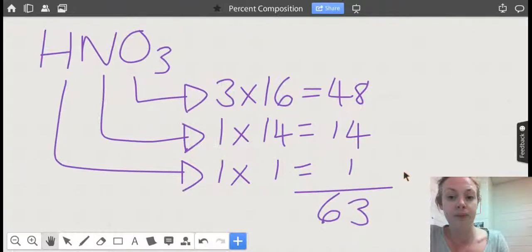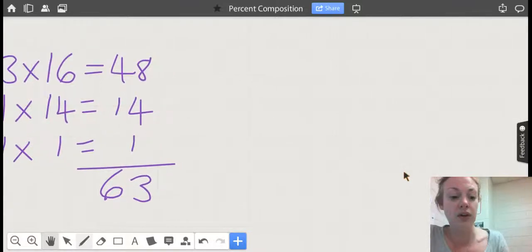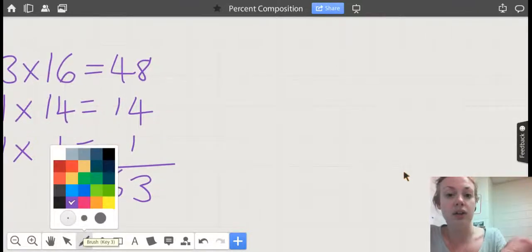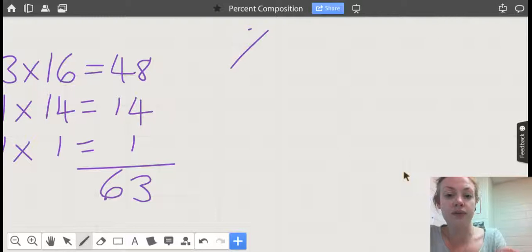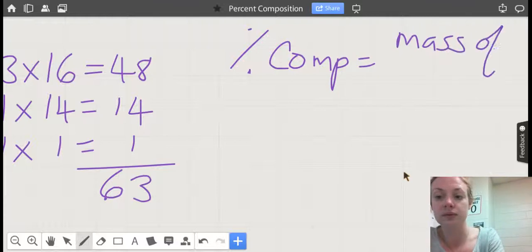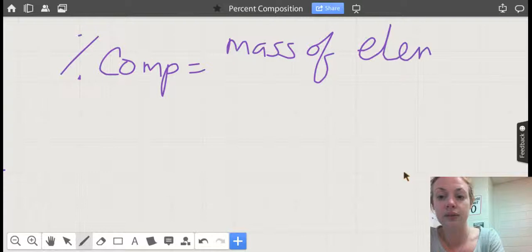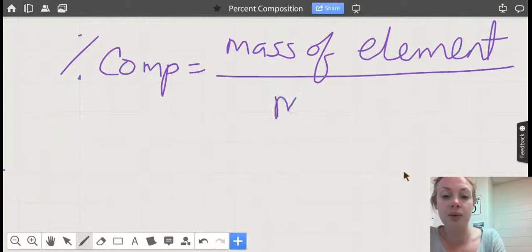Okay. So, for my percentage composition, I'm just going to move this over here. My percentage composition is equal to the mass of the element divided by the mass of the compound.